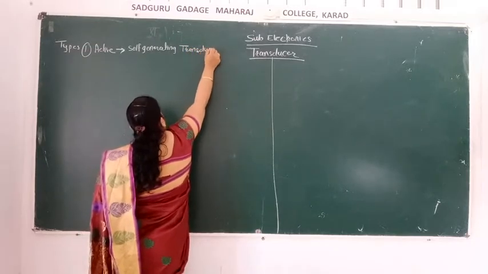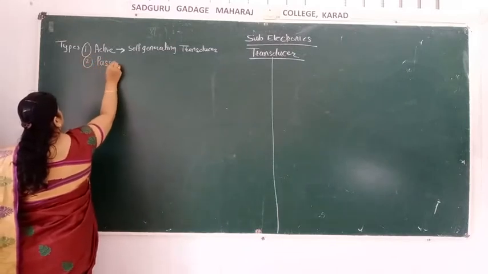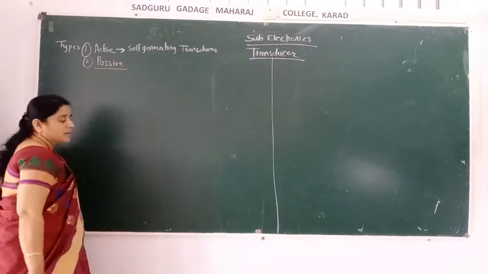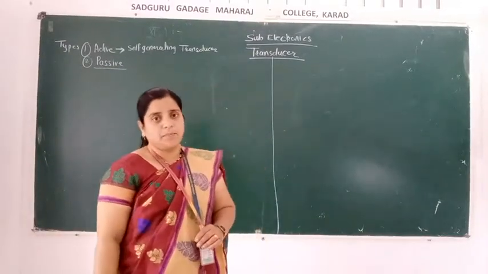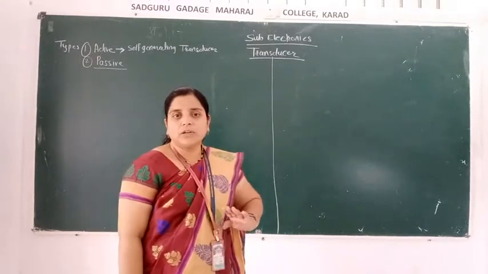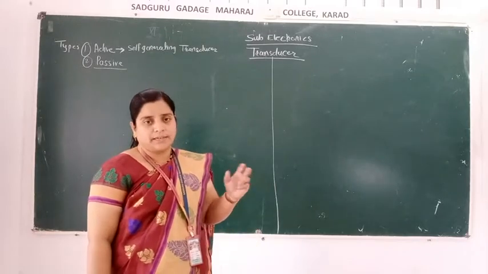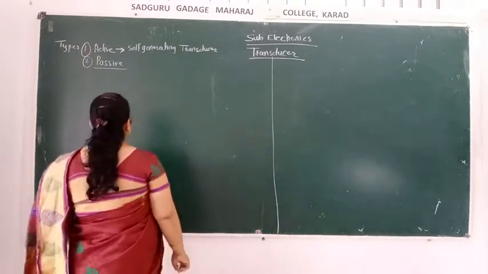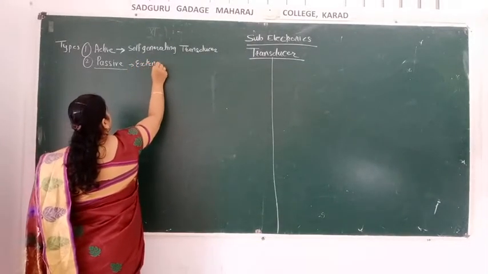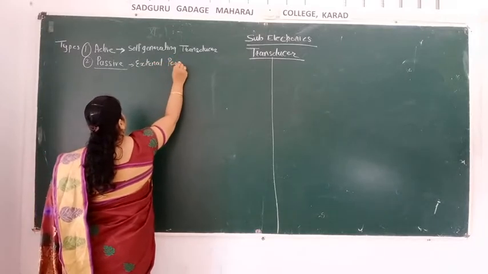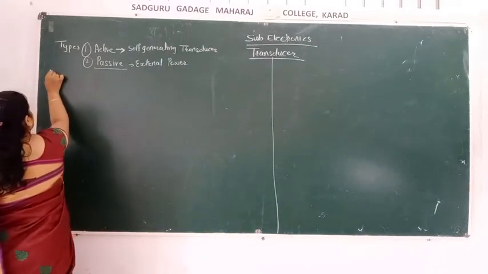Second is exactly the opposite of that: the passive transducer. Passive transducers are those transducers which require external power to work. It does not generate by itself, you have to give the external signal or external supply to make it work. That is called the passive transducer. It requires external supply or external power to generate.